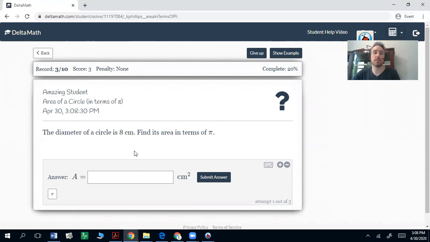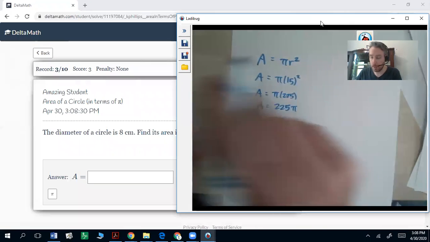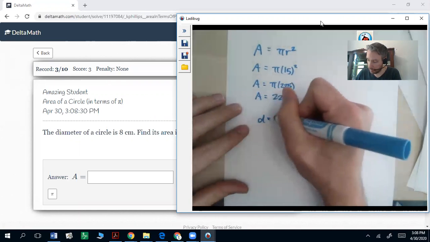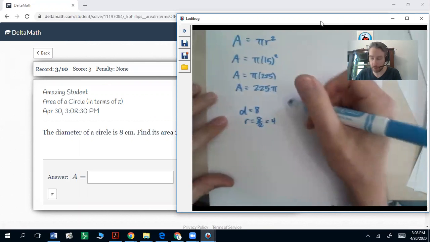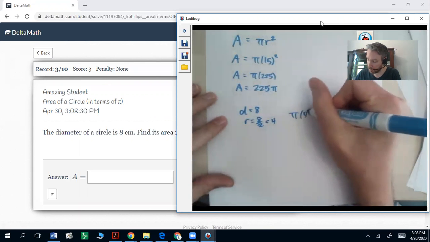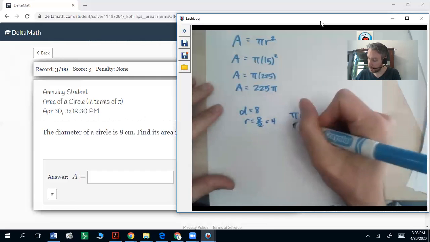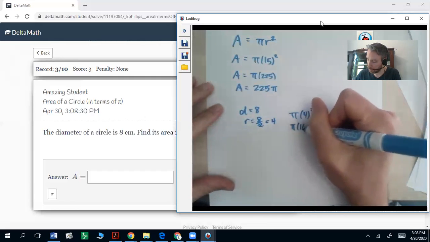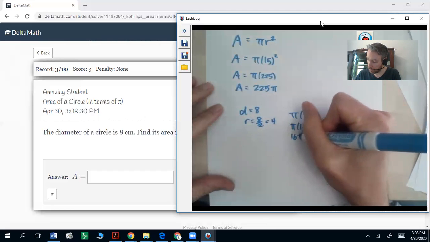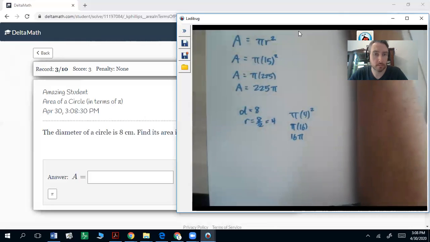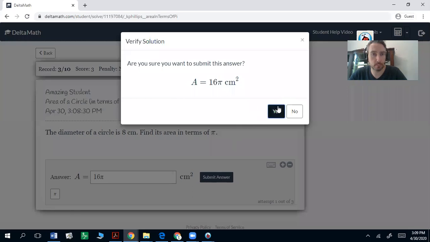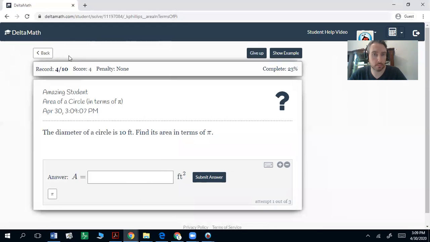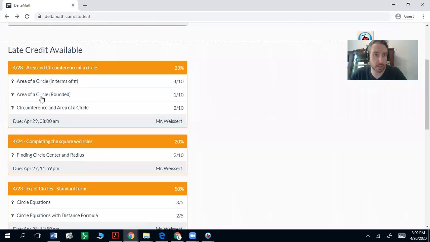Okay, this one gives you the diameter. So find the area in terms of pi. It's the same formula, but the diameter is twice the radius. So if the diameter is 8, then the radius is going to be 8 divided by 2, which is 4. So you'll plug it into pi times 4 squared. 4 squared is 4 times 4, which is 16. So you're going to write 16 pi. And that's pretty much it for area. It doesn't get more involved than that.